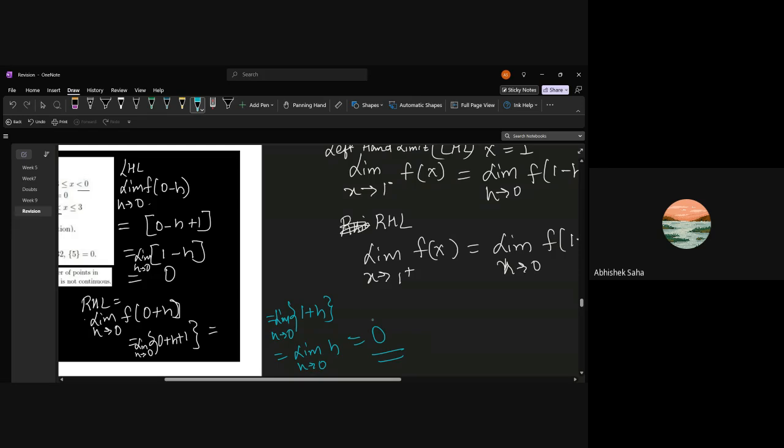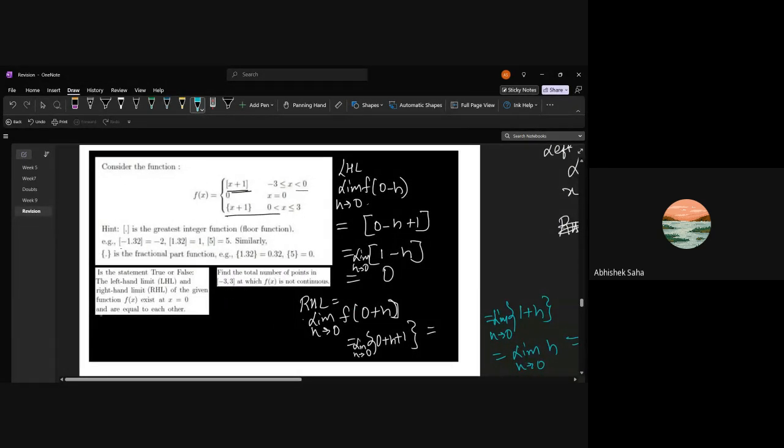So see here, LHL is equal to RHL, and it is also equal to the function value. So we can say that LHL is equal to RHL, which is equal to 0, and the functional value at x equal to 0 is also 0. So this function is continuous.